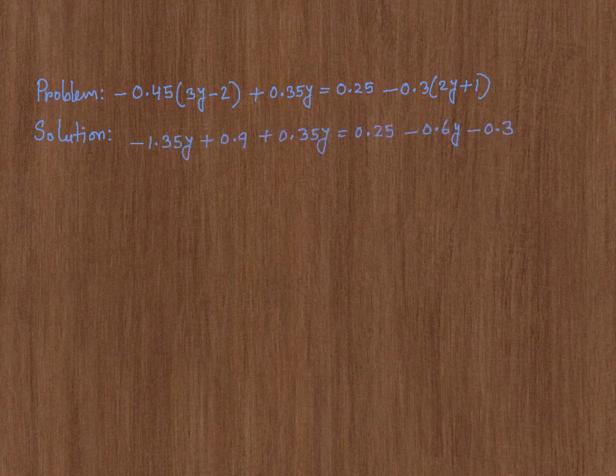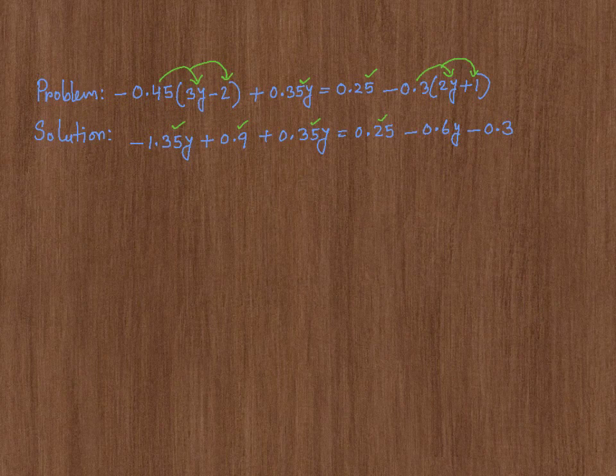If we do so, we get the following. First, to use the distributive property on the left hand side, negative 0.45 times 3y is going to give me negative 1.35y, which I have here. Then again, negative 0.45 times negative 2 is positive 0.9. Then I have the 0.35y, and on the right hand side 0.25, and then we use the distributive property again on the right side, so negative 0.3 times 2y is negative 0.6y, then negative 0.3 times 1 is negative 0.3.